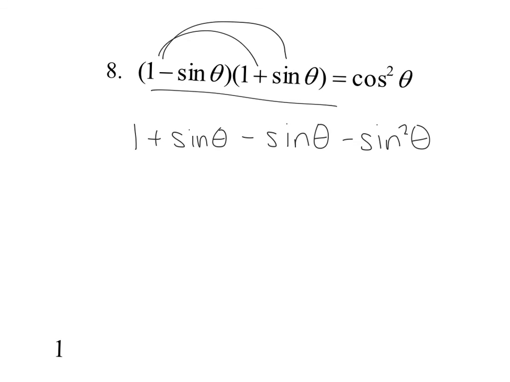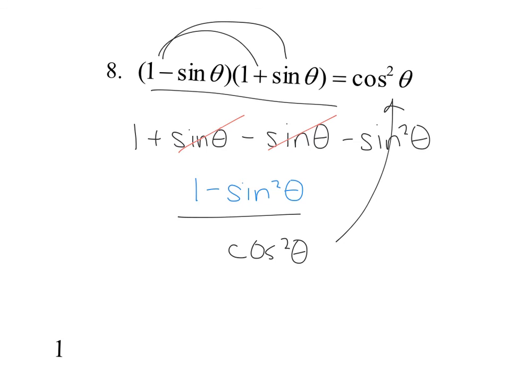So if you notice, these two will cancel out. So I'm left with 1 minus sine squared theta, which goes back to our identity. Cosine squared theta plus sine squared theta equals 1. So this is equal to cosine squared theta, which is what I was trying to prove.